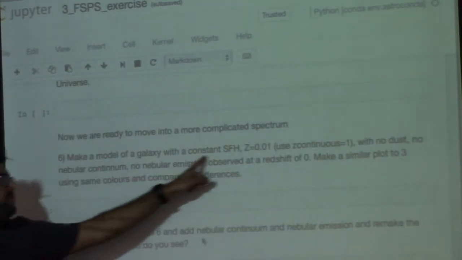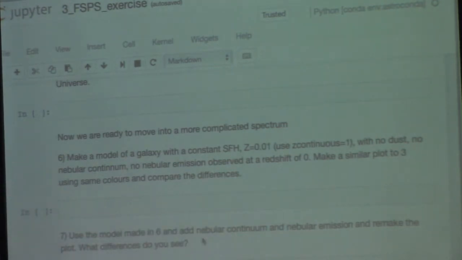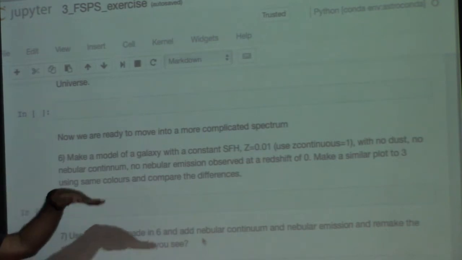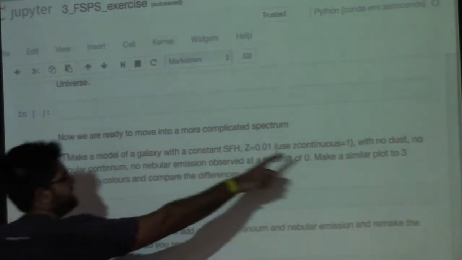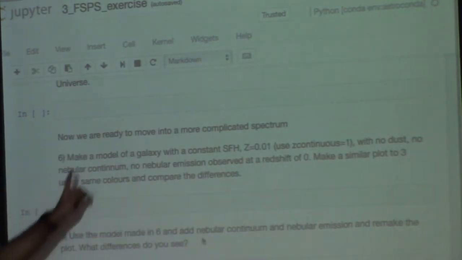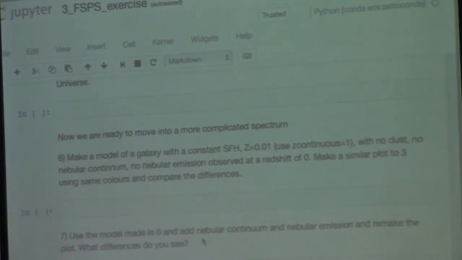Then you will change that into a constant star formation history. That means the galaxy is now forming stars at the same rate for all the million years. And then you can change the parameters to be no dust with no nebular emission, and then check how the spectra change when the galaxies are forming stars continuously.